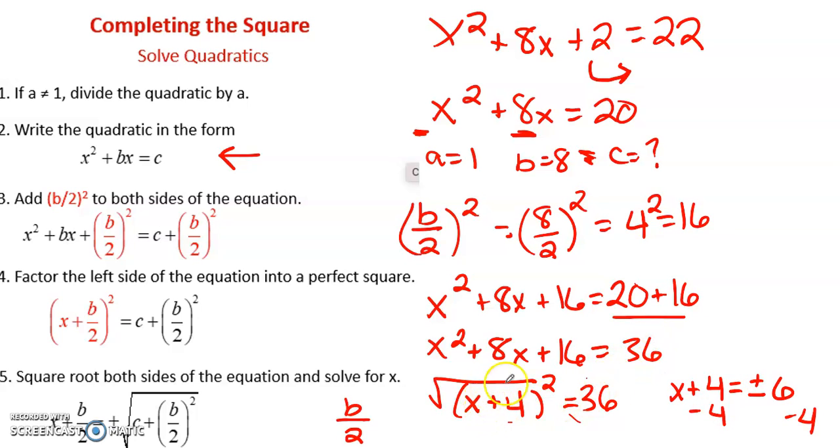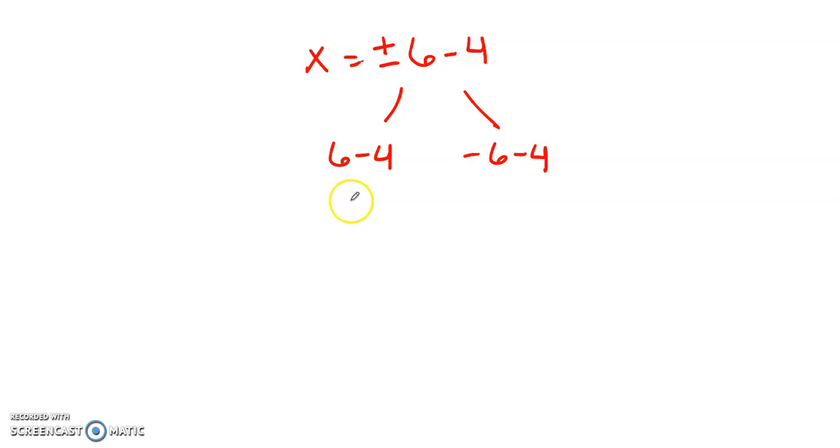So I've got x is positive or negative 6 minus 4. So if I were to separate this out, I've got a positive 6 minus 4, and then a negative 6 minus 4. So I get a solution of 2 and a solution of negative 10.